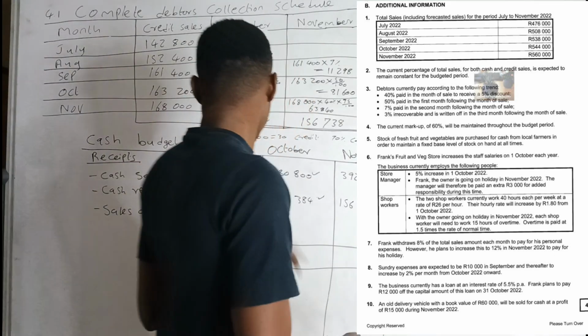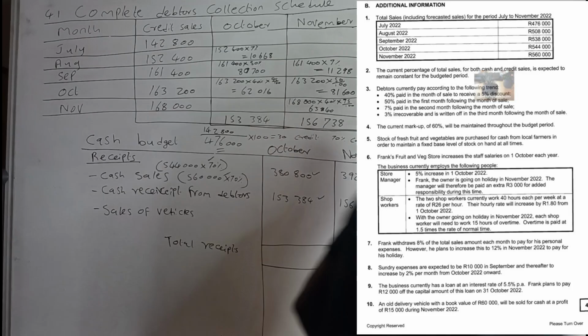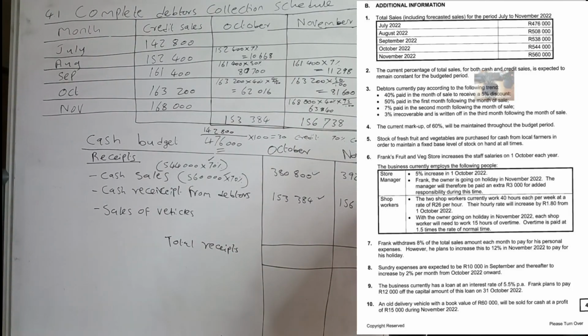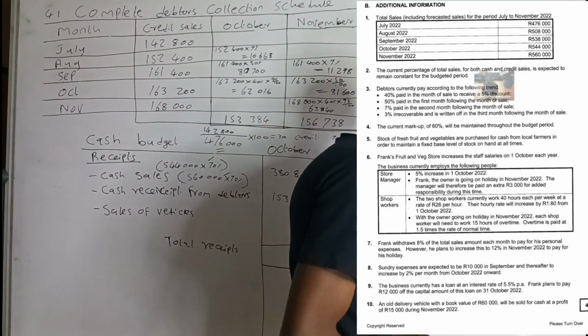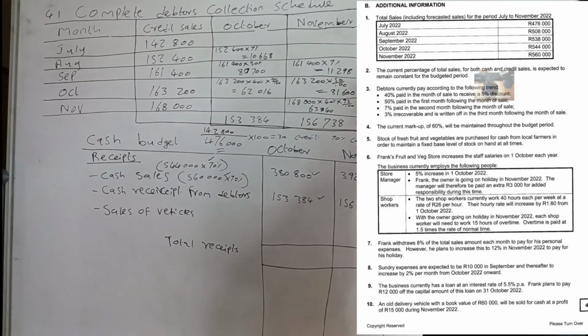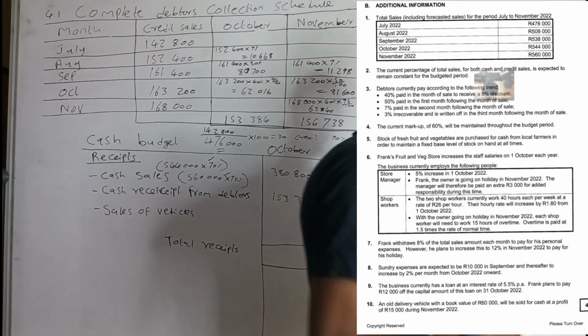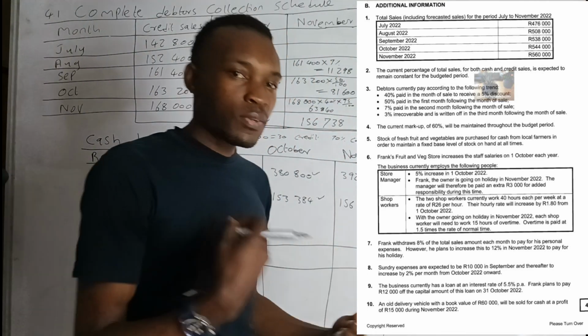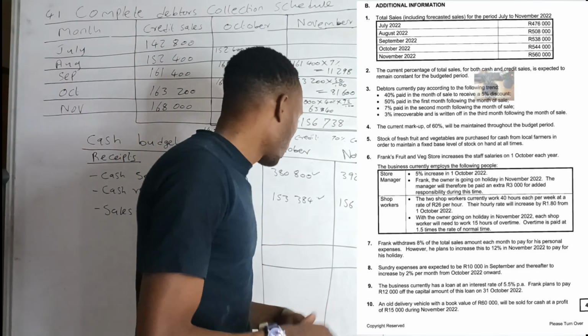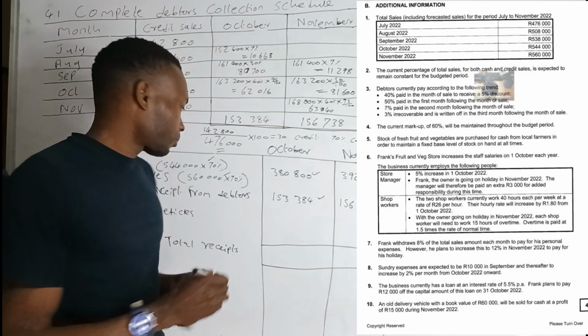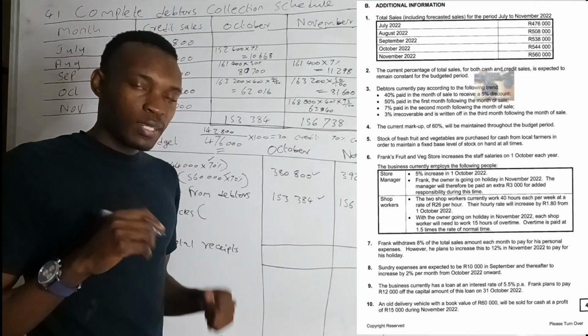Then under receipts we also have the sale of a vehicle. Let's go straight to the transaction that is related to this one, which is the last one, number 10. They said an old vehicle with a book value of 60,000 will be sold for cash at a profit of 15,000 during November 2022. What does this mean? This simply means that this company is going to gain a profit of 15,000 from the amount that they are going to receive.